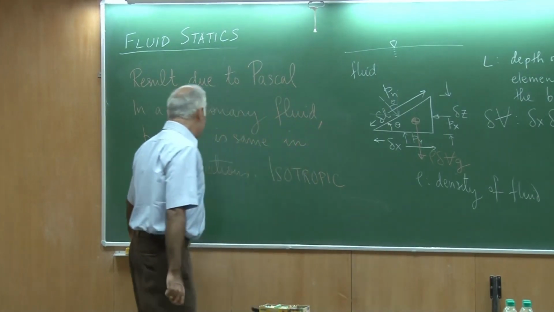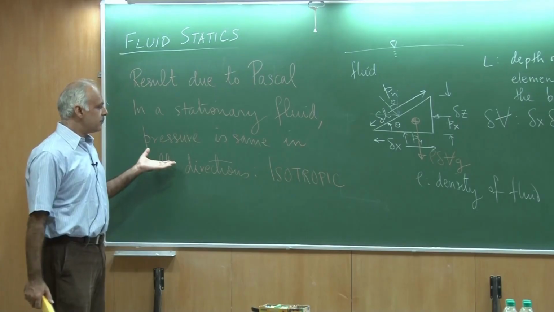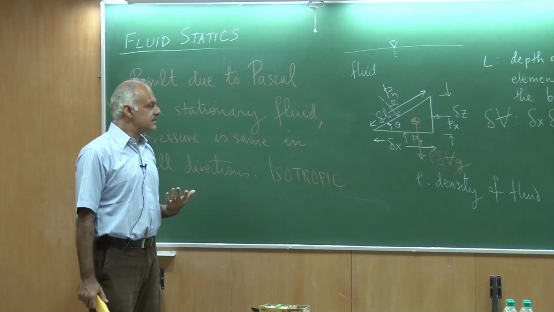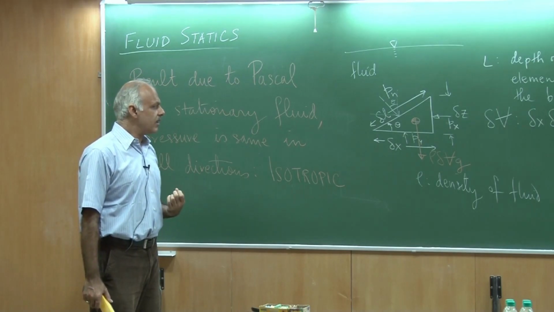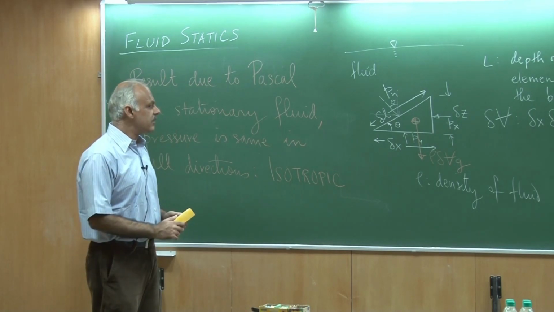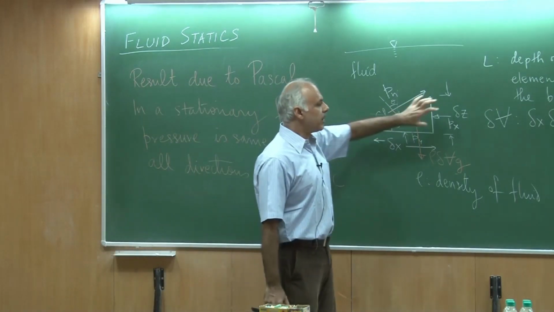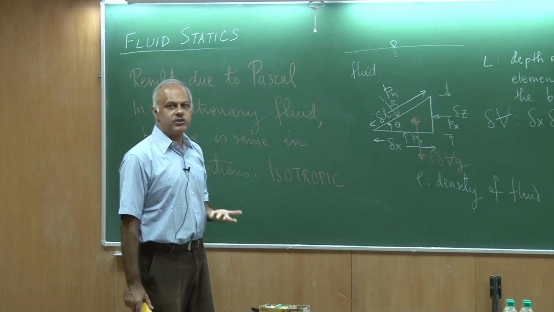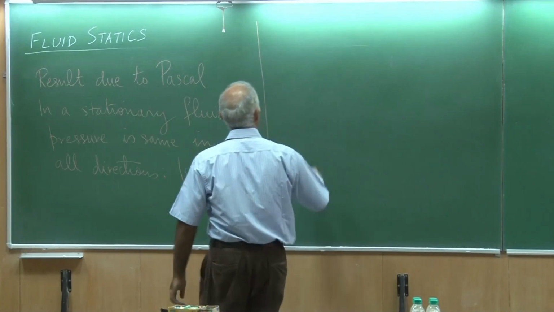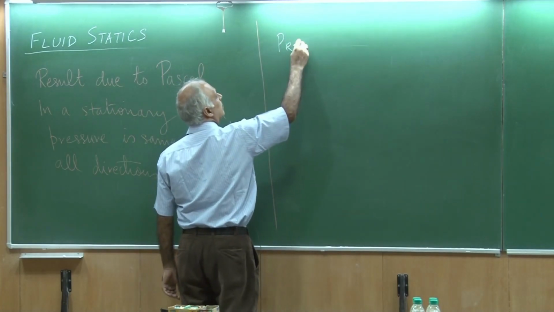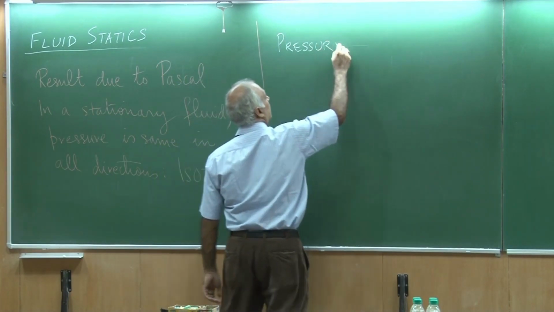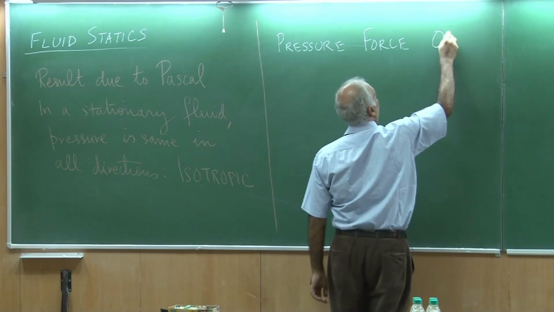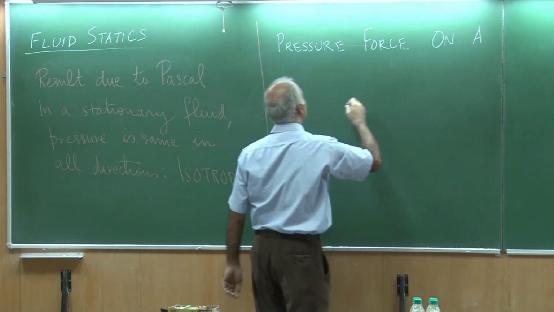Good. Now what I want to do next, having shown that pressure is the same in all directions, is find out what the variation of pressure is going to do. Suppose I have pressure that varies from one point in the fluid to the other, then what is the implication of that on the force that acts on the fluid? So we are going to talk about the pressure force on a fluid element.